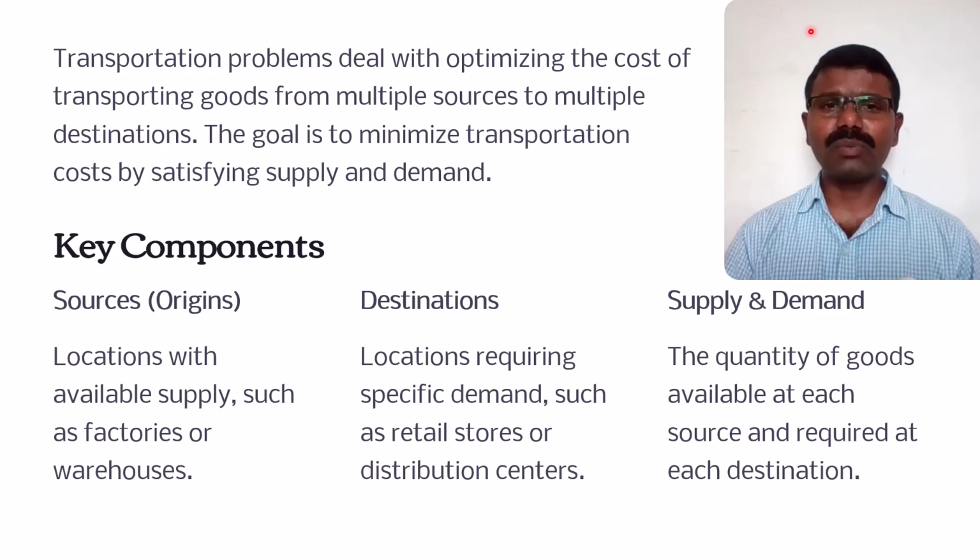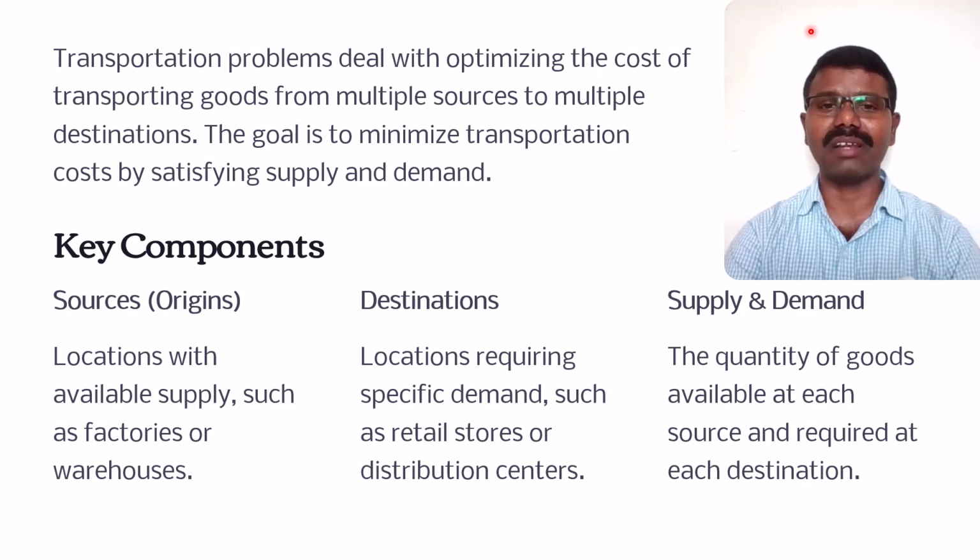What is transportation problem? The transportation problem deals with optimizing the cost of transporting goods from multiple sources to multiple destinations. The main objective or the goal of transportation problem is to minimize the transportation cost by satisfying demand and supply. To understand the transportation problem better, we need to understand three key components.